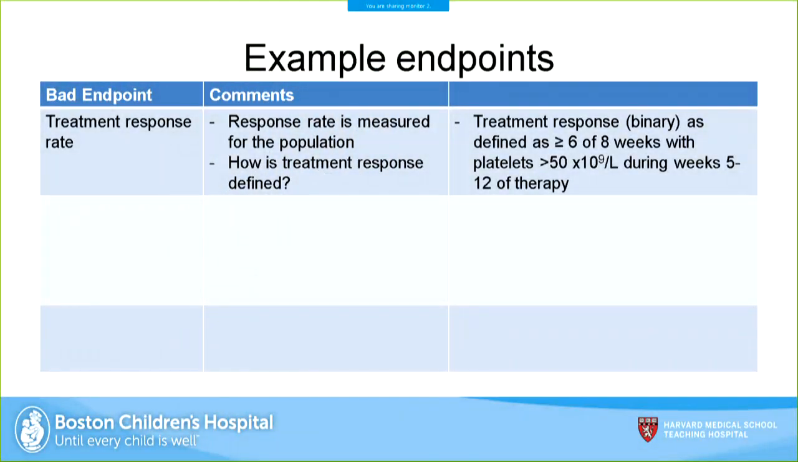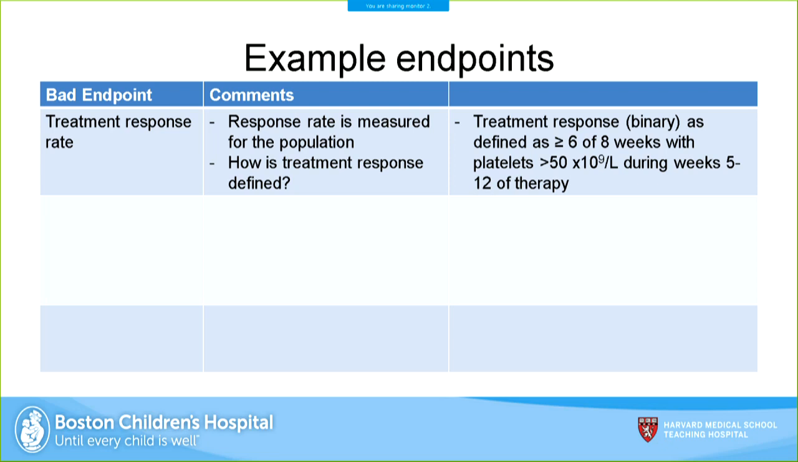So I want to again present a couple of endpoints as examples. The first one is treatment response rate. Now this is a rate, so it's a proportion. It ranges from 0 to 100% in your study population. So this is something that you measure across the population. It's not something you measure per study subject. And we want to be careful when you say treatment response. How do you determine whether a certain subject has responded or not?